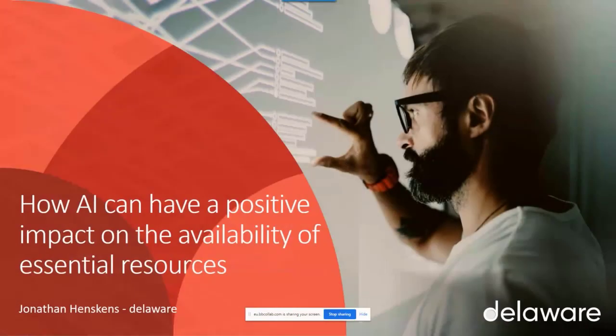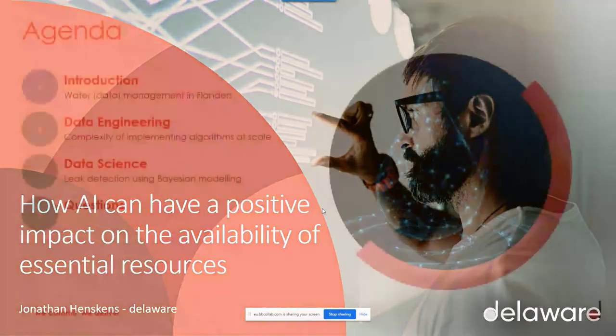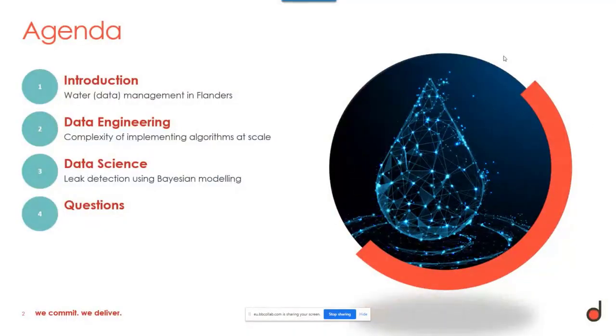Today, I'll be talking about how AI can have a positive impact on the availability of essential resources. But more specifically, a leak detection algorithm we built for the water group. So this will be the agenda of today.